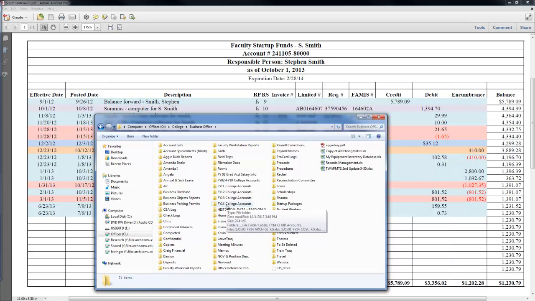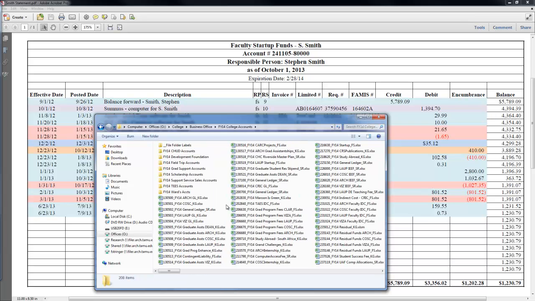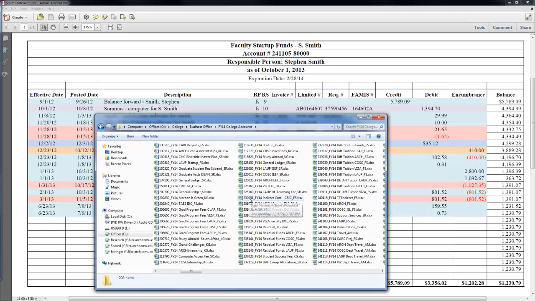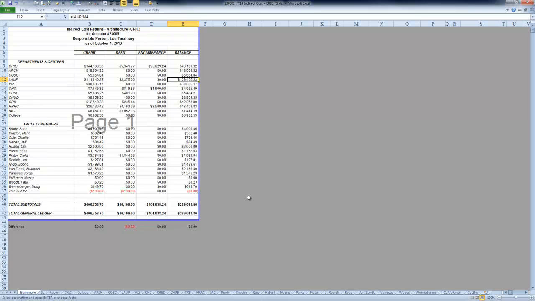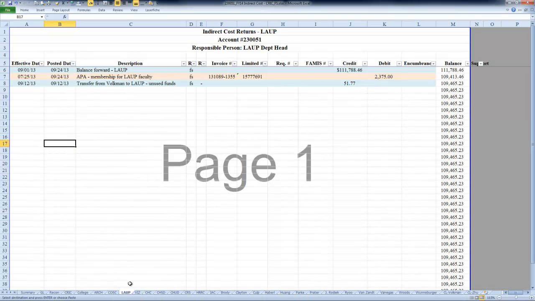So if you want to see a spreadsheet that's in FY14, you go there, you'll find your account number, open up the spreadsheet, and there may be many people who have money in an account, so you can just click on the tab with your name on it and see the transactions that have hit your account and the ending balance at the end, just like on the PDF version that we mail you every month.